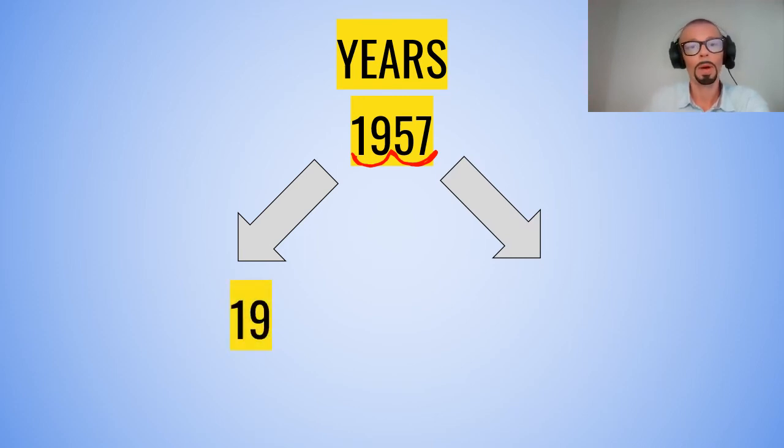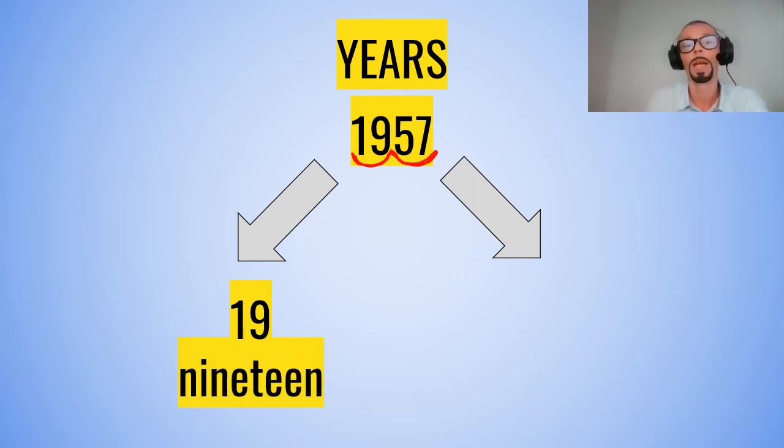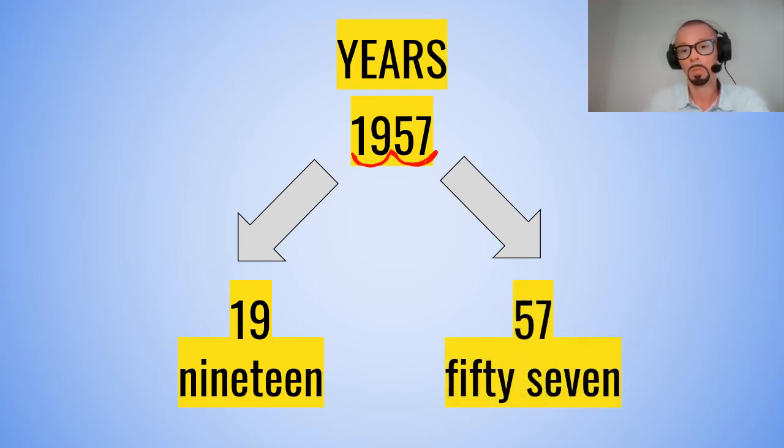And the first part is 19. And so that's why we say 19. The second part is 57. So the same, say 57. So the full date will sound like 19 57. If you want to pronounce a year, you have to break it like this.